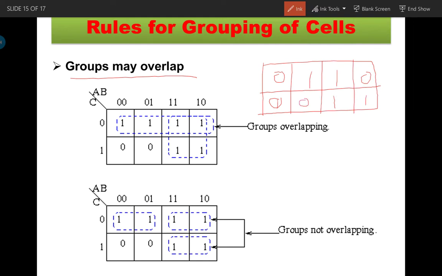Now how to group this one? You make this grouping, right, and make this grouping. So all the ones are covered, and two groups are formed. Now it is not viable to make this grouping, okay, जो ऑलरेडी ग्रुप हो गए हैं उनको ओवरलैप करने का कोई बेनिफिट नहीं है, राइट?